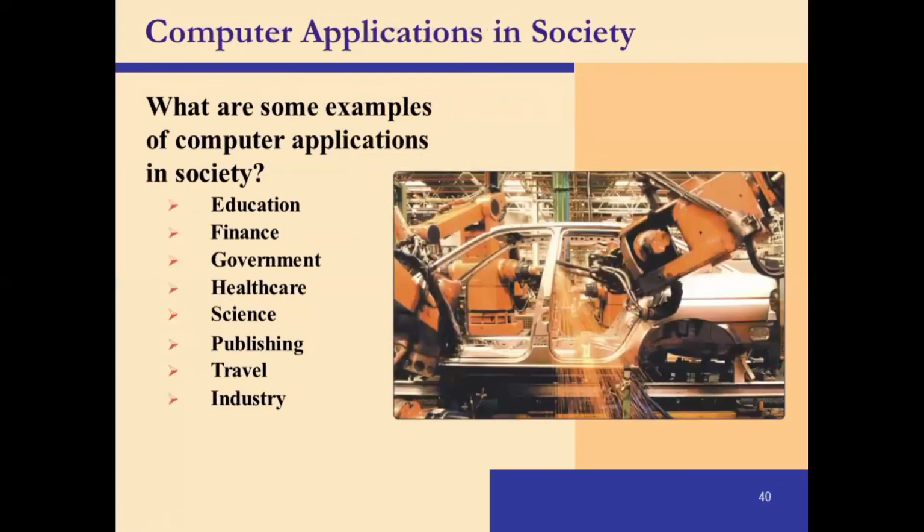So here are some applications. Good, also work, education, finance, government, healthcare, science, publishing, traveling, industrial. All of these have the usage of computer applications and software. All of these things need computers to perform their tasks much faster. Like you can see in the image, all the machines are making cars. They can make cars faster than humans, because humans are less fast and they need to take rest.